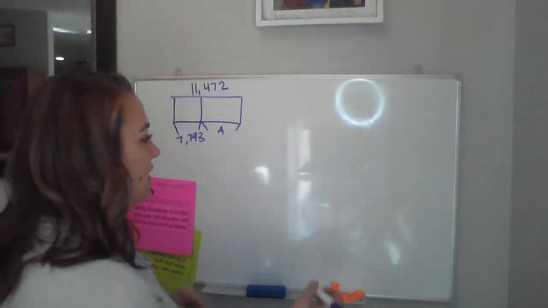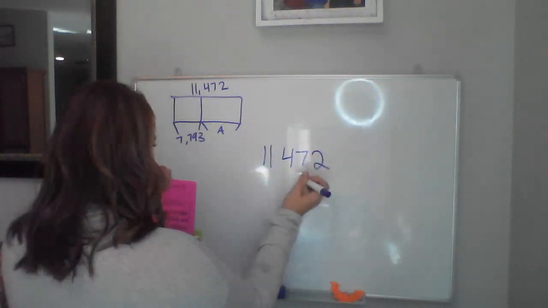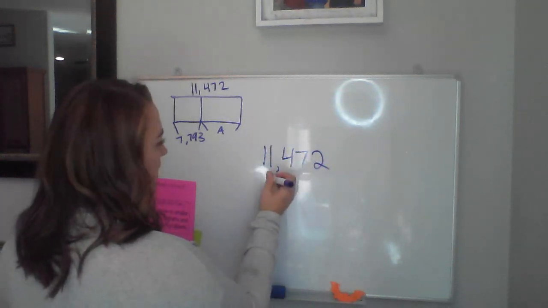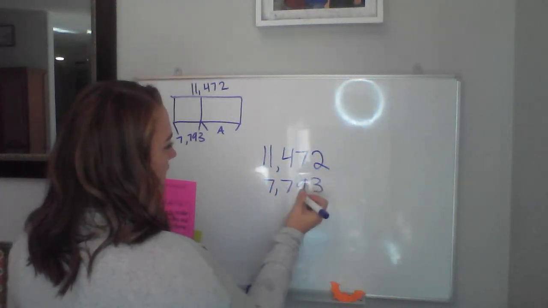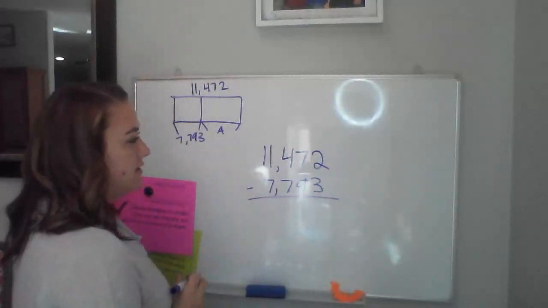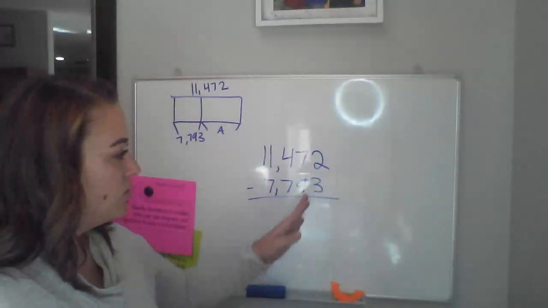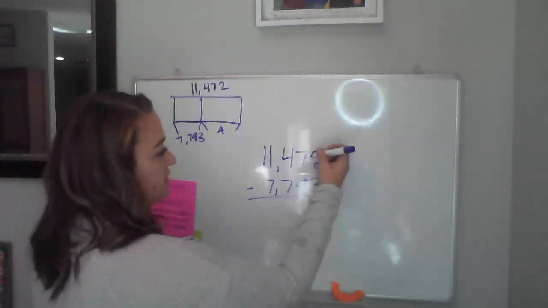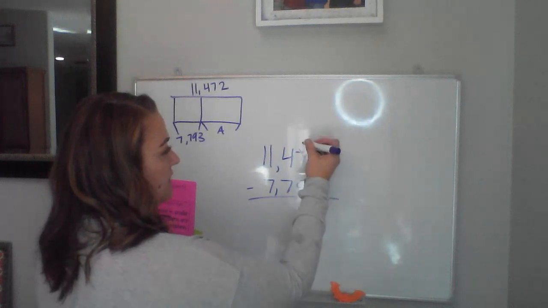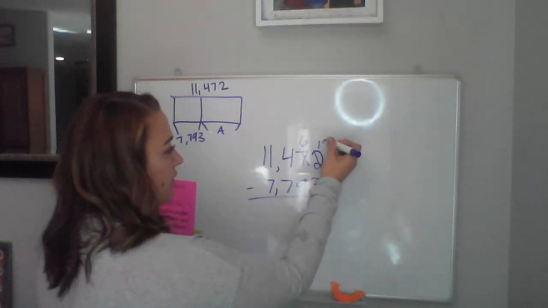Okay, so we're going to have 11,472 minus 7,793. All right, so first step, like we've been practicing, we have to set it up first. Okay, 2 minus 3, I'm going to need to borrow. So I'm going to go over to my tens. That 7 is going to become a 6. My 2, I'm going to add 10 to it, is going to become 12.